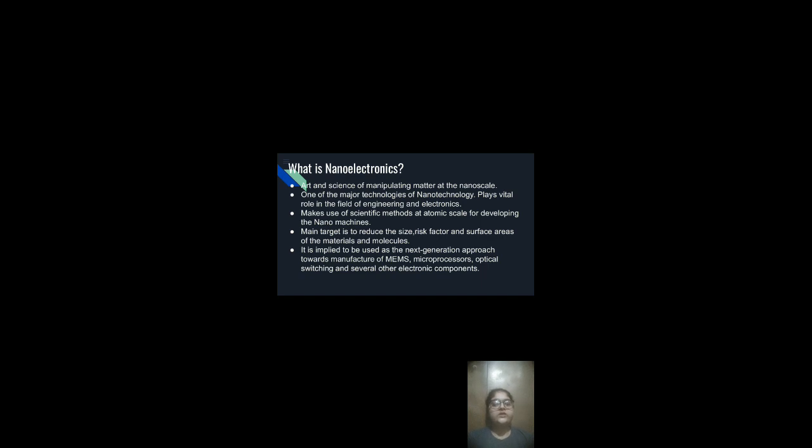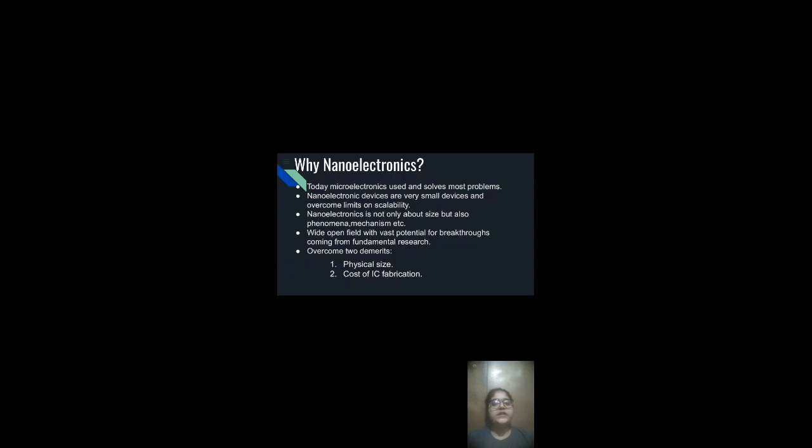So basically nanoelectronics क्या होता है? Nanoelectronics एक टेक्नोलॉजी है जो कि यूज़ होती है टू रिड्यूस द साइज, सरफेस एरिया, किसका, कंपोनेंट का, मटेरियल्स का या मॉलिक्यूल्स का रिड्यूस करने के लिए. ओके. दिस इज इट्स मेन टारगेट. सो दिस इज all about nanoelectronics, and then there comes the image about nanoelectronics.